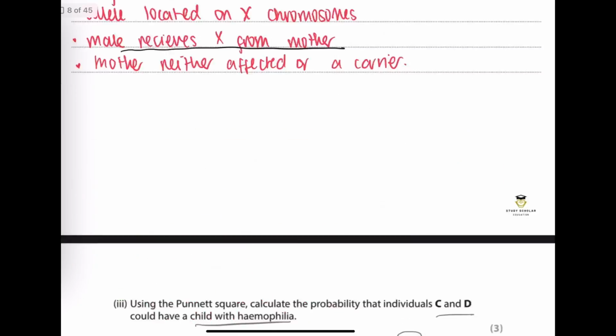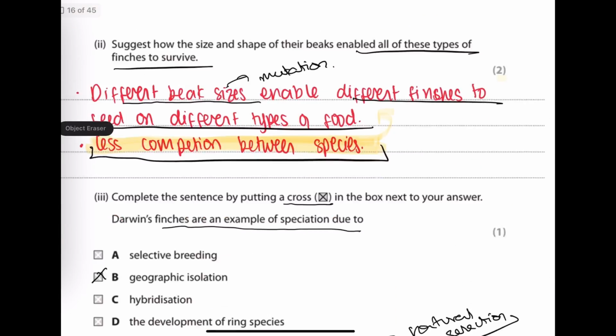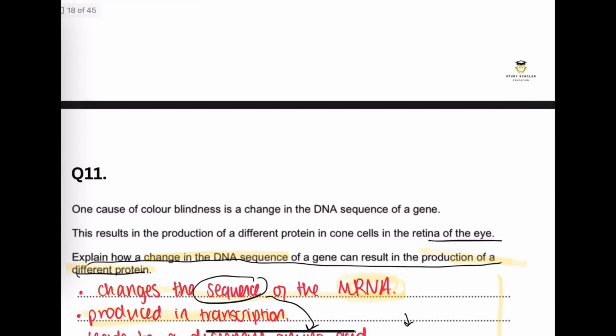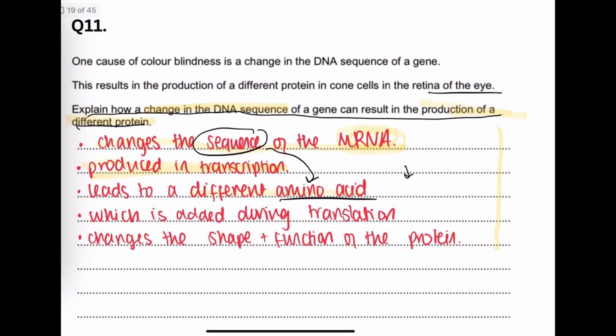So that causes a different shape and different function, because we know that active sites are very specific, and just a change in the active site means that they're no longer able to bind to the substrate, so enzyme substrate complexes aren't able to happen again. So function of the protein changes.